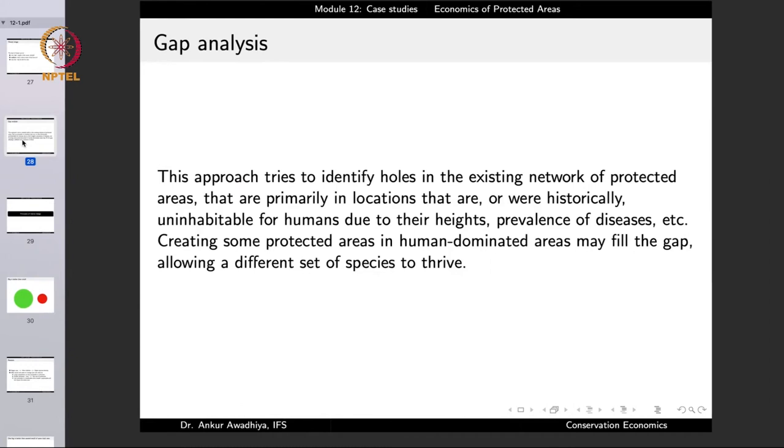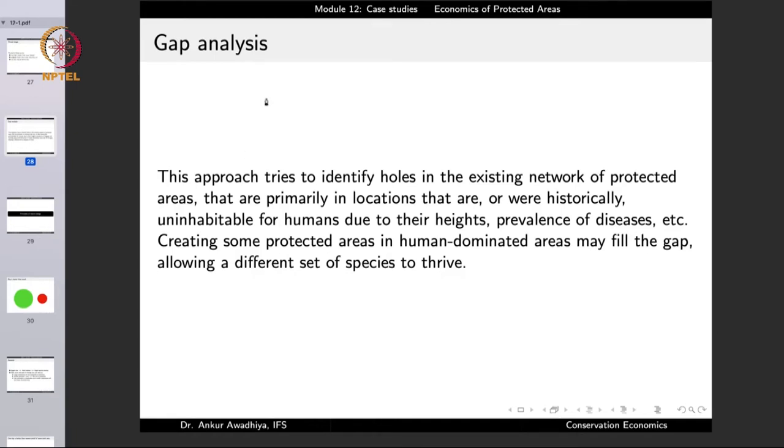And we should also keep in mind the gap analysis. The gap analysis approach tries to identify holes in the existing network of protected areas that are primarily in locations that are or were historically uninhabitable for humans due to their heights, prevalence of diseases, and so on. And creating some protected areas in human-dominated areas may fill the gap, allowing a different set of species to thrive.